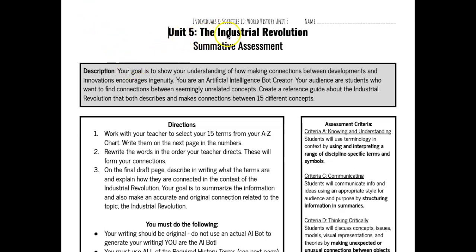So we studied the Industrial Revolution in this unit, and here is the description of your task. Your goal is to show your understanding of how making connections between developments and innovations encourages ingenuity. You are an artificial intelligence bot creator. They're all the rage right now. Your audience are students who want to find connections between seemingly unrelated concepts. You will create a reference guide about the Industrial Revolution that both describes and makes connections between 15 different concepts.